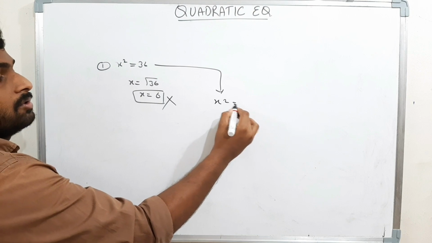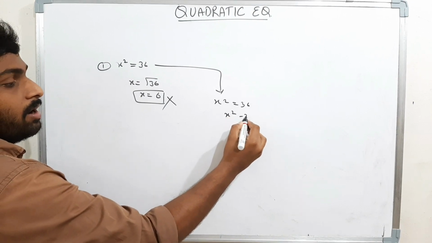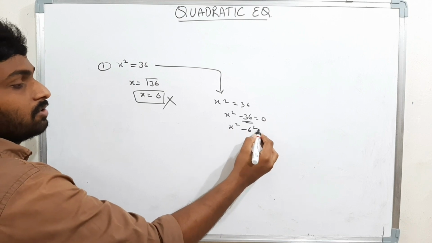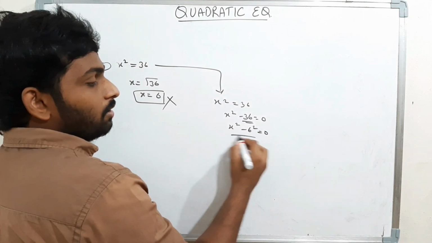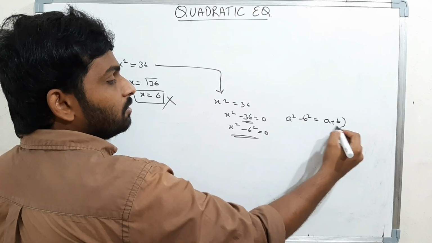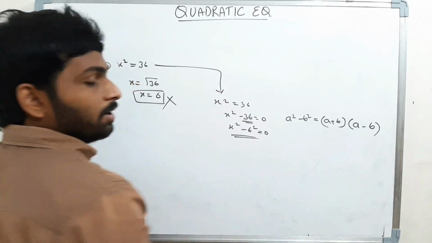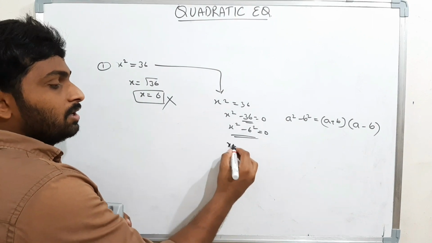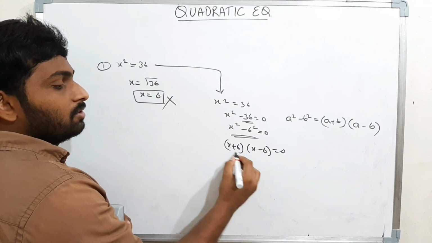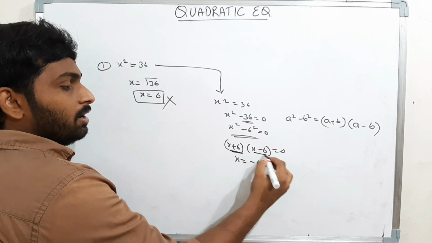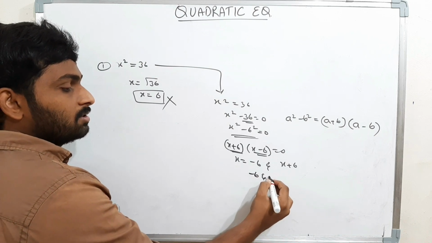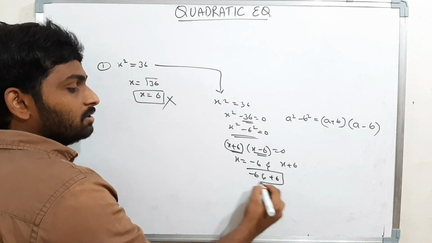x square is equal to 36, x square minus 36 is equal to 0. I can write 36 as 6 square, so x square minus 6 square is equal to 0. It is in the form of a square minus b square, which is a plus b into a minus b. Therefore I can write this as x plus 6 into x minus 6 is equal to 0. So x is equal to minus 6 and x is equal to plus 6. Therefore the roots are minus 6 and plus 6. These are the roots of the equation.